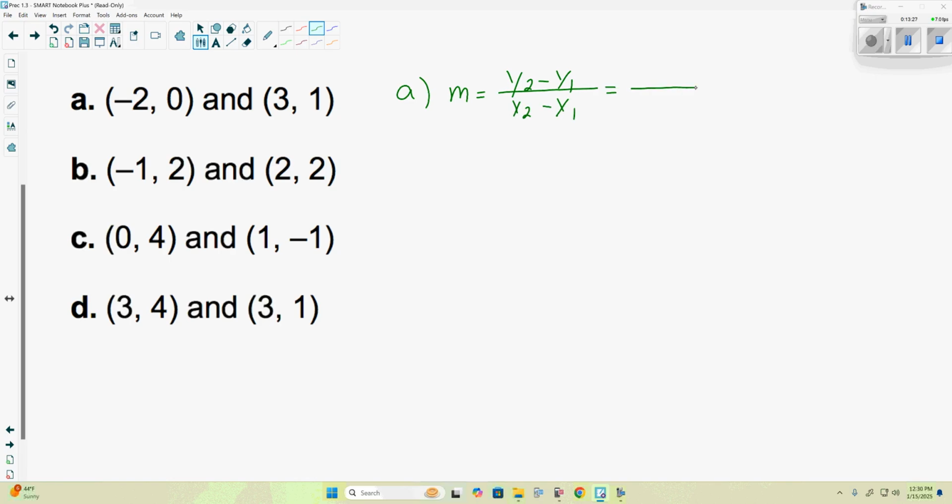So let's look at A. y2 minus y1 over x2 minus x1. So what's our y value? One of the y values for A. 0 minus 1. Which x value has to go first now? Negative 2 minus 3. Well, 0 minus 1 is negative 1. Negative 2 minus 3 is negative 5. Telling us this is 1/5.